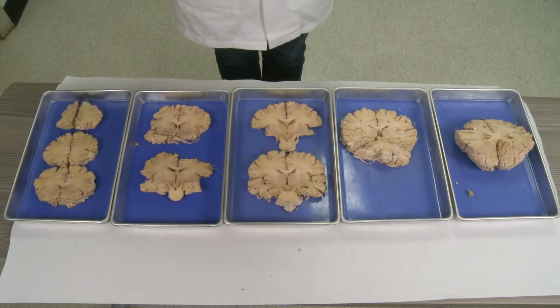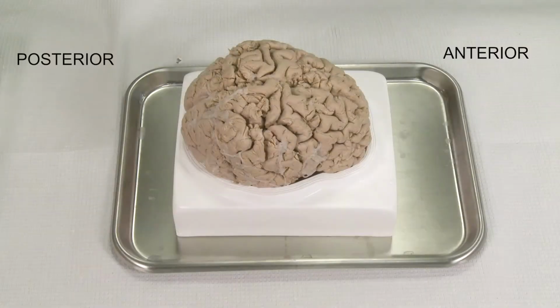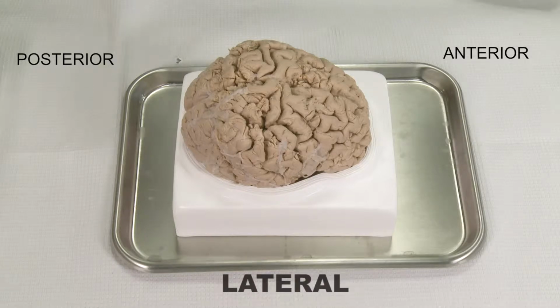In this movie, we will perform coronal or frontal dissection of the preserved human brain. Using a sharp dissection knife, we will make a series of cuts that will reveal different structures in the brain. Now we are looking at the lateral view of the brain.